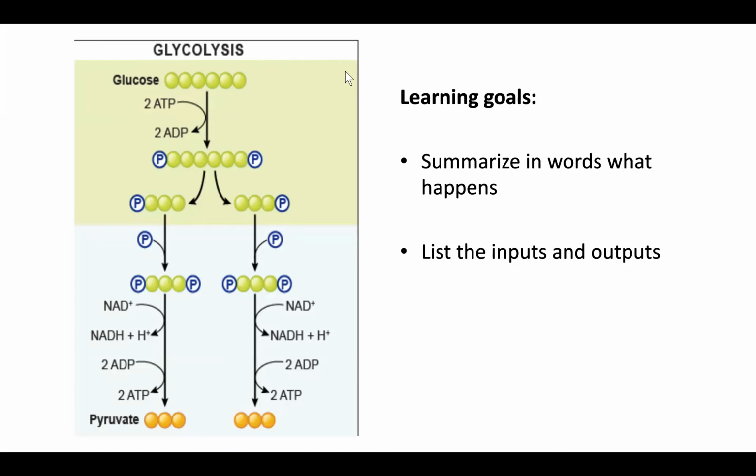Now, this is the only step that occurs in the cytoplasm, and it's the only step that can occur if there's no oxygen present. Glycolysis starts with a glucose, which is a 6-carbon molecule. And we are going to add 2 phosphates to the end of this molecule. To do that, we have to use 2 ATP. We're going to rip that last phosphate off and stick it to our molecule, creating 2 ADP.